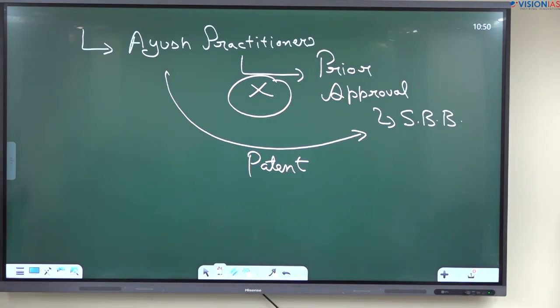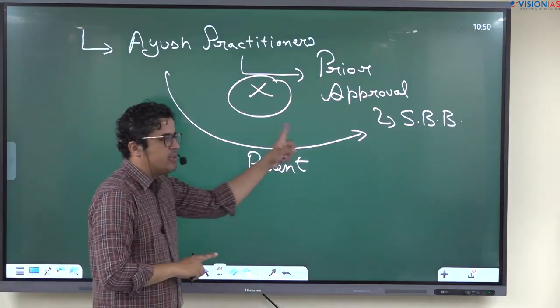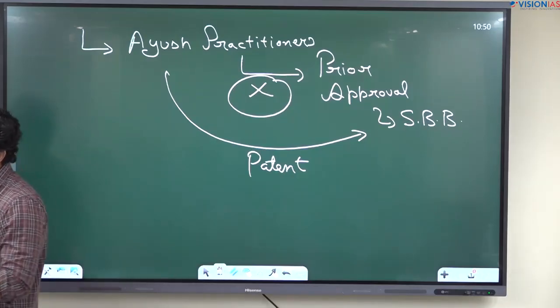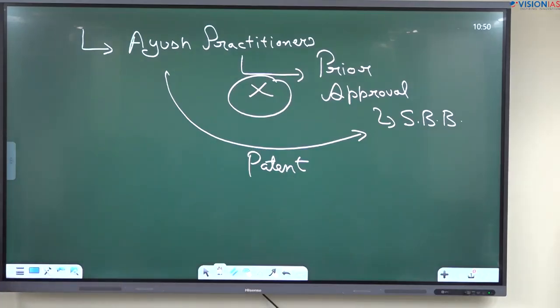But now the provision has been changed. No prior approval is needed. First, utilize the resource, do all the experiments, take a patent, then inform. Okay? It will again lead to exploitation of resources.